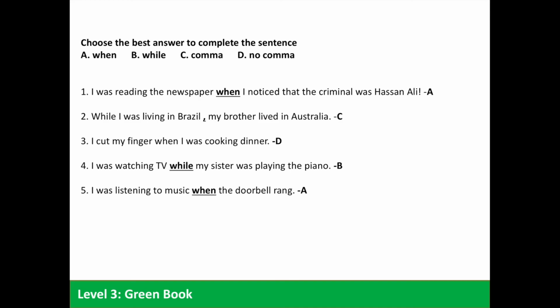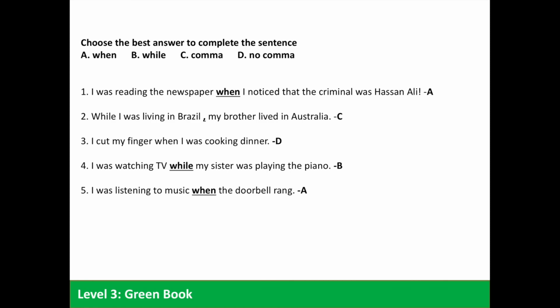While I was living in Brazil, blank, my brother lived in Australia. Again, here we have the dependent clause first, so we need a comma. I cut my finger when I was cooking dinner. Here we have the independent clause first, followed by the time clause, so we don't need a comma.